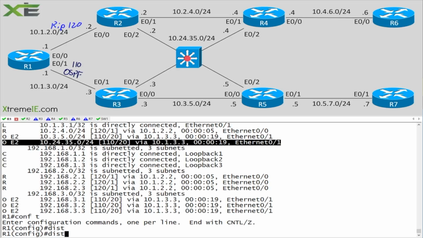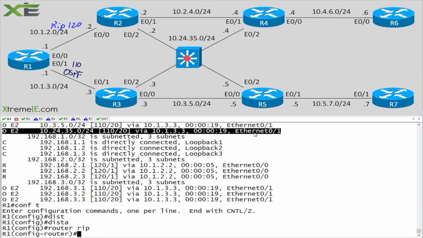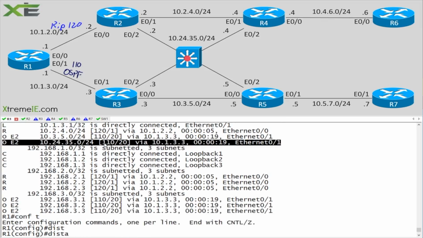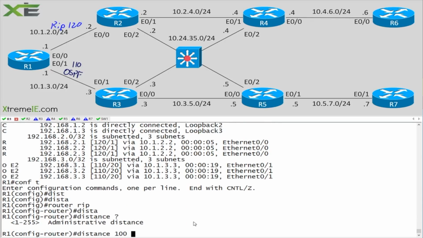So I'm going to say distance. Oop, got to go into the RIP process, router rip. Now I could also lower this in OSPF, but that's not what this lab is going to do. So we're going to say distance, and I need to pick the administrative distance that I want. I'm going to say 100, because I need this RIP route to have a lower administrative distance than what we're seeing in OSPF.